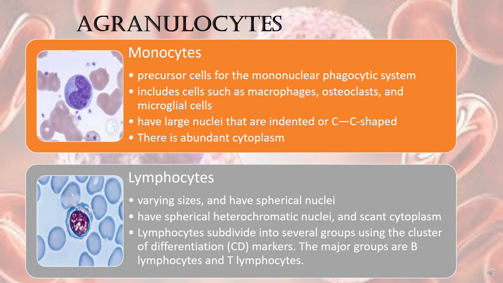Lymphocytes constitute approximately 25% of white blood cells, are of varying sizes, and have spherical nuclei. The small lymphocytes are similar in size to red blood cells, have spherical heterochromatic nuclei, and scant cytoplasm. Larger lymphocytes, such as activated lymphocytes, have indented nuclei and are 9 to 18 µm in diameter with more cytoplasm containing azurophilic granules. Lymphocytes subdivide into several groups using the cluster of differentiation, CD, markers. The major groups are B lymphocytes and T lymphocytes.